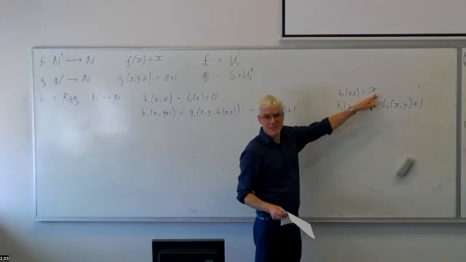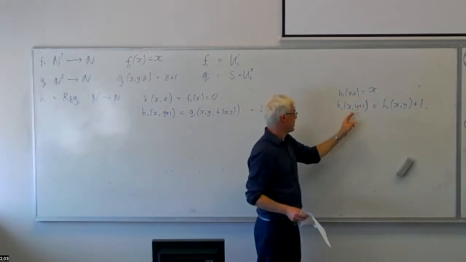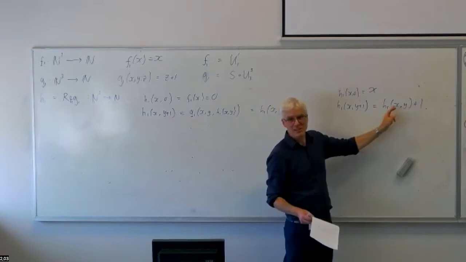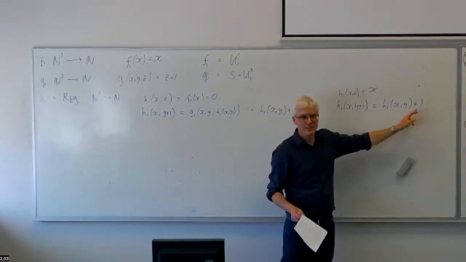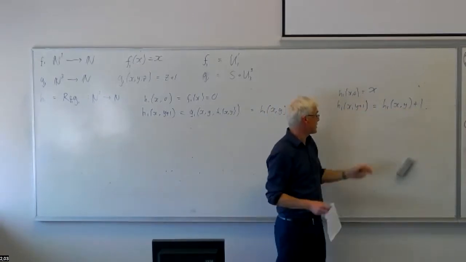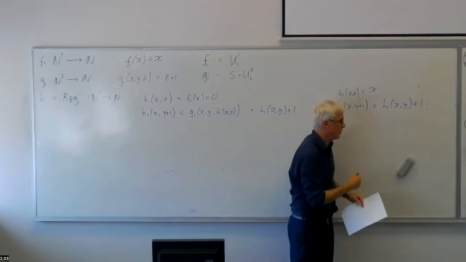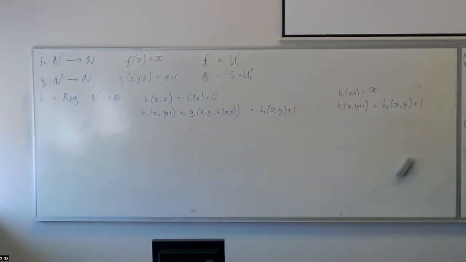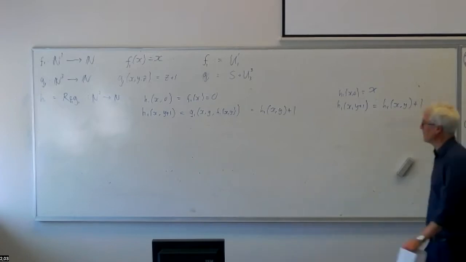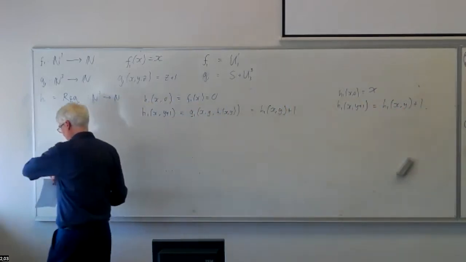X plus 0 is X. X plus (Y plus 1) is the same thing as (X plus Y) plus 1. And these two equations, true for all X, Y, uniquely characterize addition. So addition is a primitive recursive function. Yay, we can add numbers with our primitive recursive functions. Let's do one more.